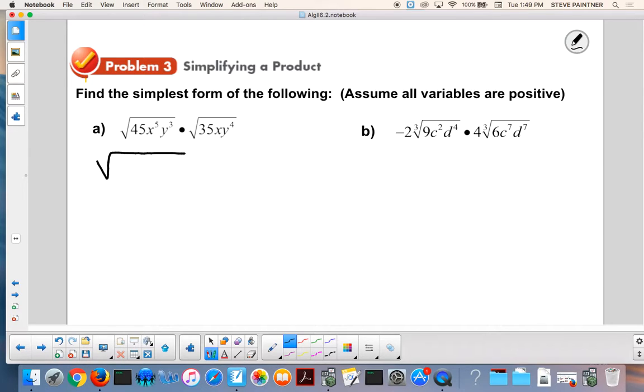I go the square root of 45. Is there a perfect square that goes into 45? 5 and 9. Okay, so I like 9 because it's perfect. I'll put 5 second. So 45 is just 9 times 5. Okay, 35. Is there a perfect square that goes into 35?